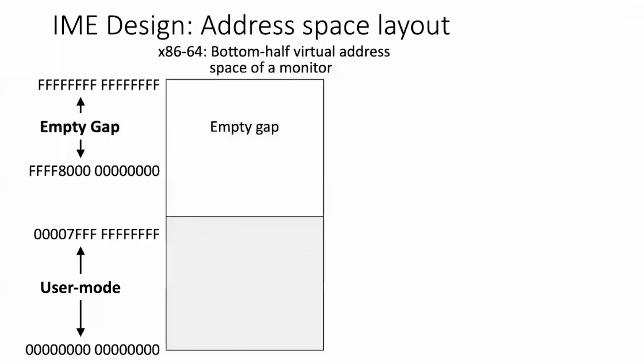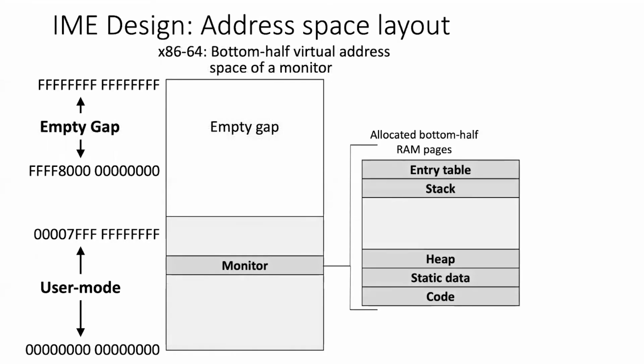Now, the monitor running in the bottom half pipeline is the only entity running in the entire address space. So there's no system software running in the bottom half pipeline. And the monitor basically maps to the bottom half RAM pages that have been allocated to it.